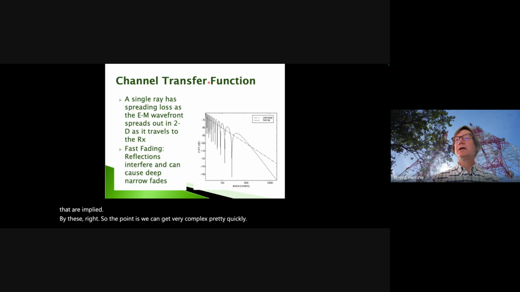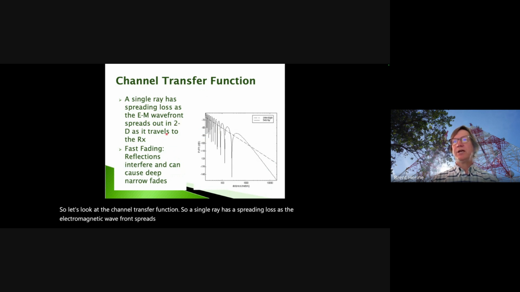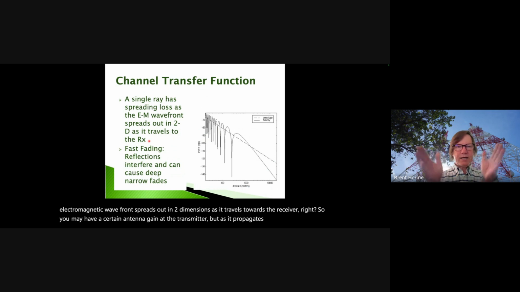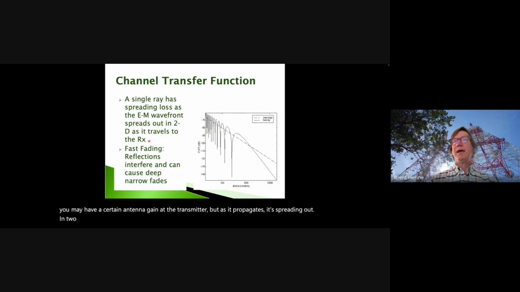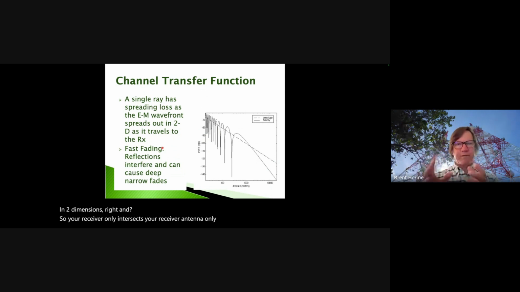So let's look at the channel transfer function. A single ray has a spreading loss as the electromagnetic wavefront spreads out in 2 dimensions as it travels towards the receiver, right? So you may have a certain antenna gain at the transmitter, but as it propagates, it's spreading out in two dimensions, right? And so your receiver antenna only intersects a portion of that wavefront.